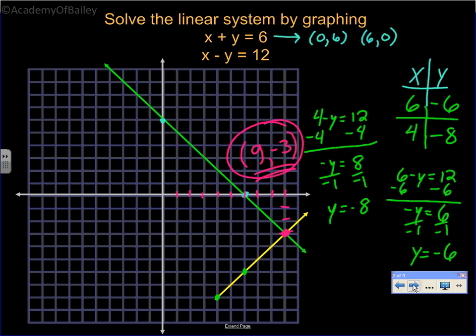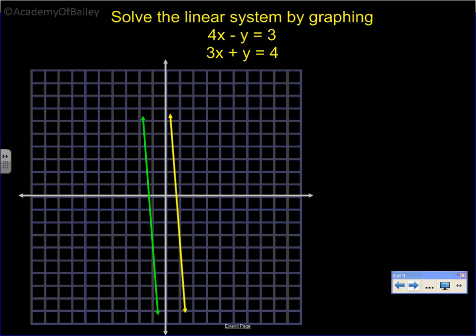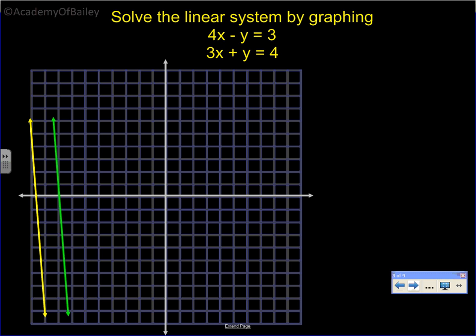We're moving right along to question number 2. It says solve the linear system by graphing. Well, the first one, 4x minus y is equal to 3. It's not going to be good to find those intercepts because they're not going to be whole numbers. Actually, in either equation, they're not going to be whole numbers. So that's the reason why I'm going to change the equations.